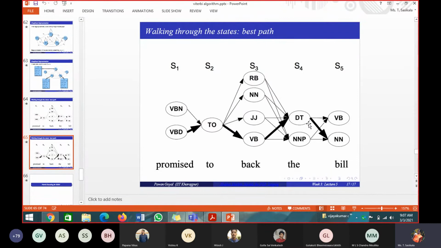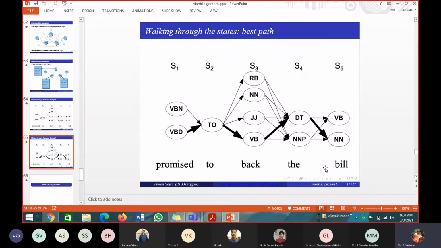So I have 32 possible combinations: promised having 2 tags, to having 1 tag, back having 4, the having 2 tags, bill having 2 tags. Among the 32 combinations, promised is a VBD, to is TO, and back is taken as a verb. It is the correct combination among the 4. The is a determiner, and bill is a noun. So whichever is given in the darker line, that is the correct combination. Among the 32 possible combinations, there is 1 correct combination, that is VBD, TO, VB, DT, NN for the given "promised to back the bill".